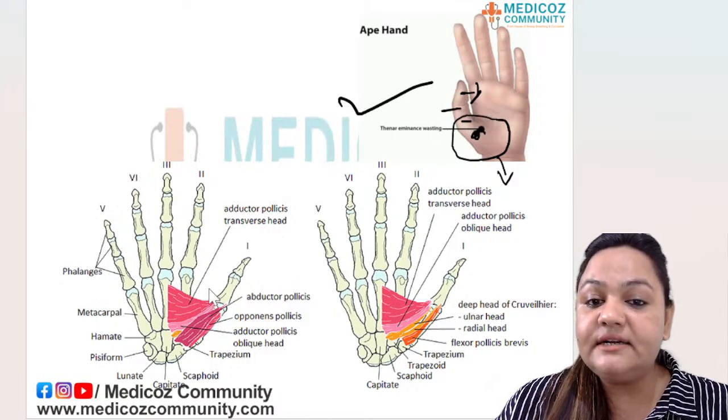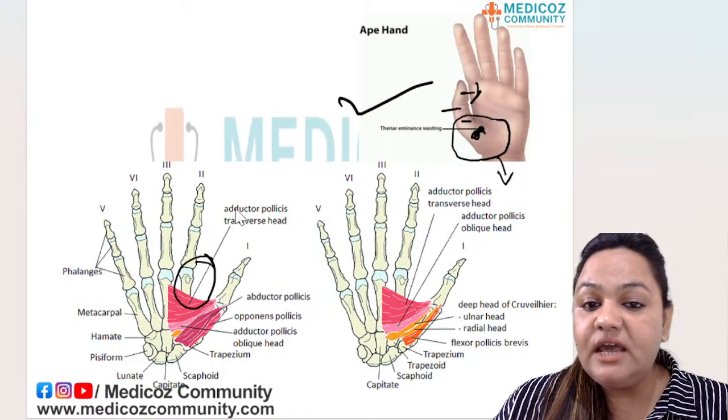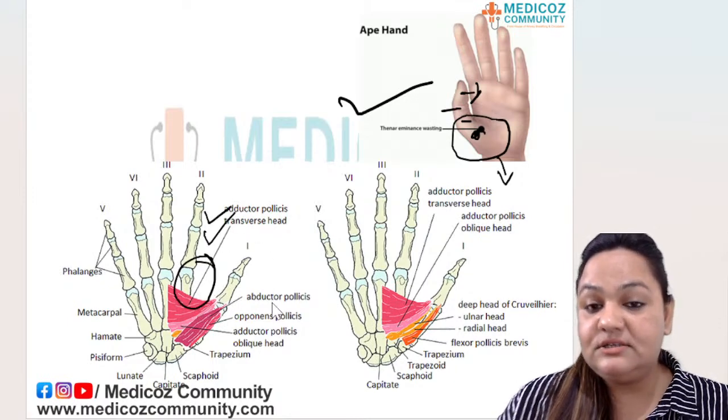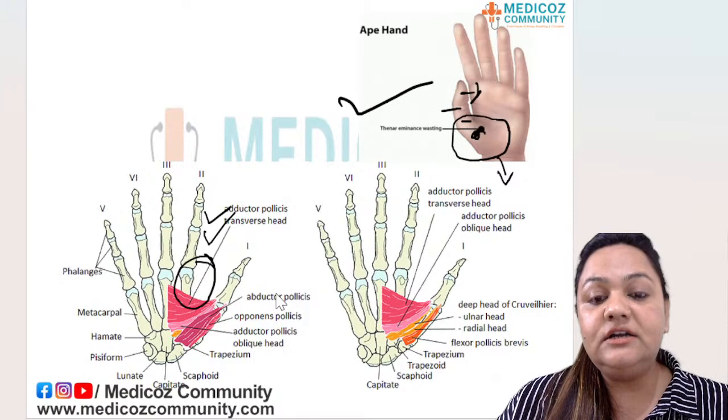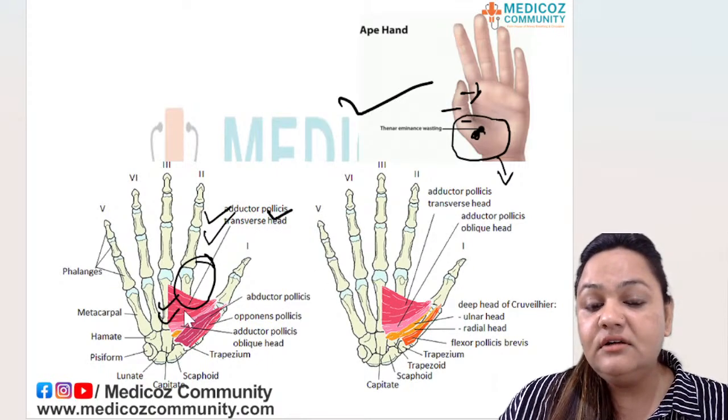The thumb is adducted here because there is a muscle. The name of this muscle is adductor pollicis. As the name suggests, adductor means it will cause adduction, pollicis means thumb, so it will cause adduction at the thumb. But why is this muscle acting here?